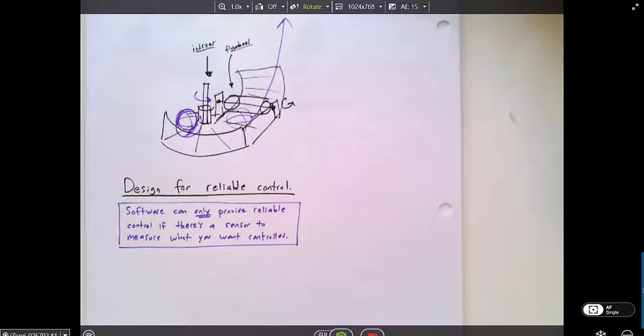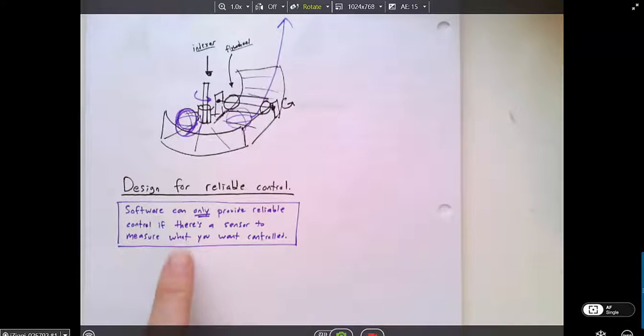Reliability and accuracy depend on mechanical design, but to a large extent they also depend on how software controls your mechanisms. And there's not a lot of understanding in the mechanical subteam right now about what's required for software to be able to provide reliable control. Spoiler alert, here's the short answer, it's in this box. Software can only guarantee reliable control if there's a sensor to measure what it is that you want controlled.